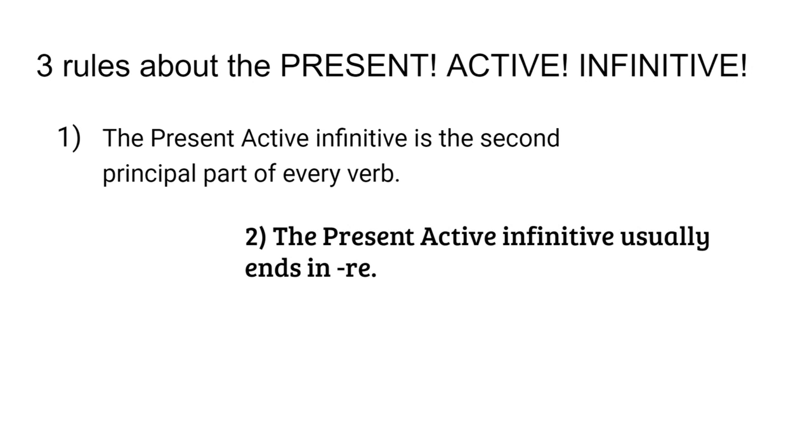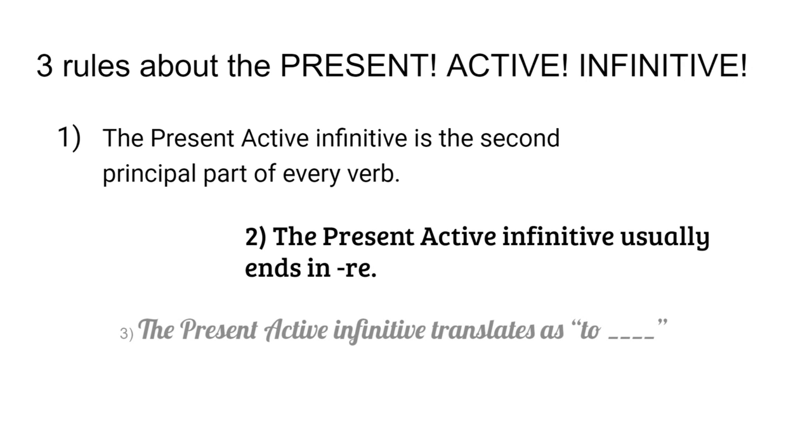Right? Number 2, the present active infinitive usually ends in -re. Pretty good hint, easy to spot. Exceptions are some irregular verbs like sum, esse, which means to be. It's where we get words like est, is. It's irregular. You just can't look out for those. But almost all of them, 98% of them, end in -re. So good rule of thumb.